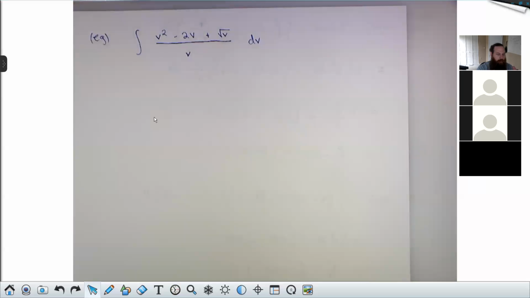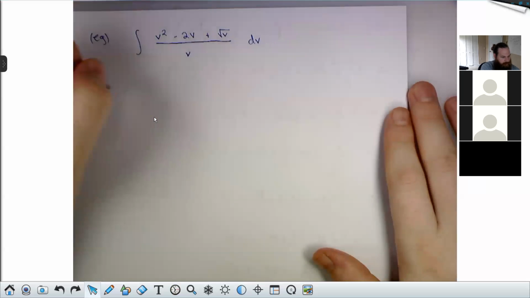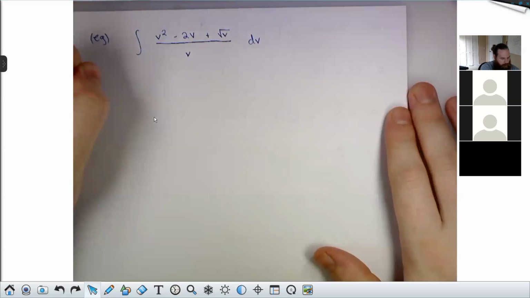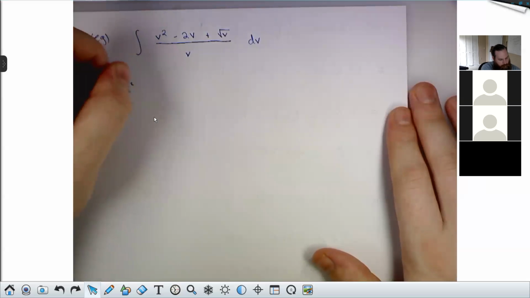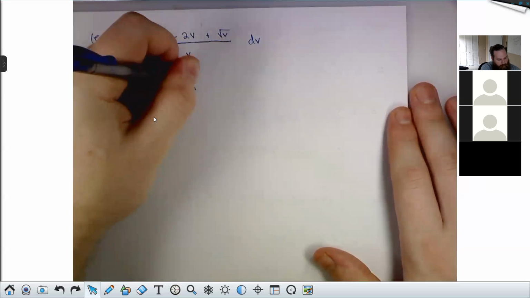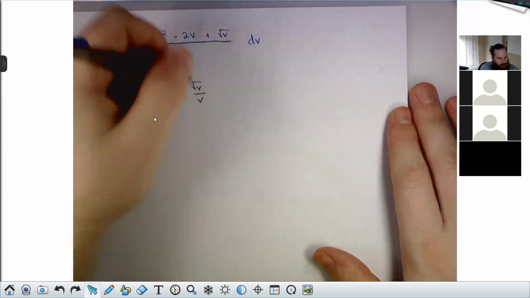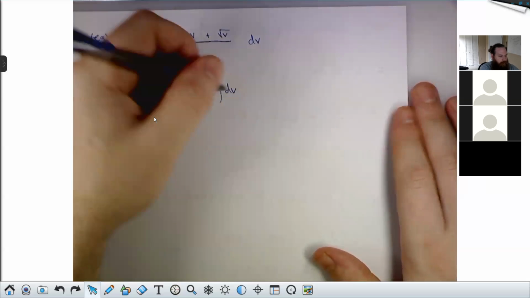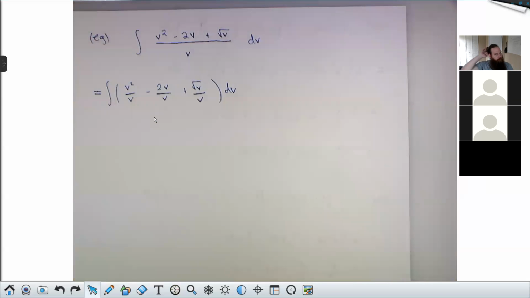Yeah, we'll split it up. So the variable here is v, but what Josh said is correct modulo the choice of variable. This is v squared over v minus 2v over v plus the square root of v over v, all times dv. And again, notice the big parentheses. Now that the thing inside my integral is not a single chunk, now that I've split it into 3 separate chunks, I need these parens.